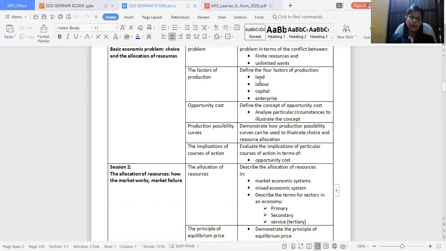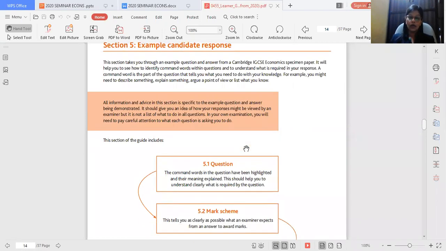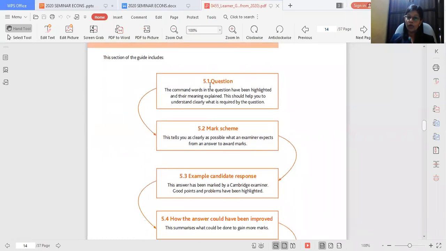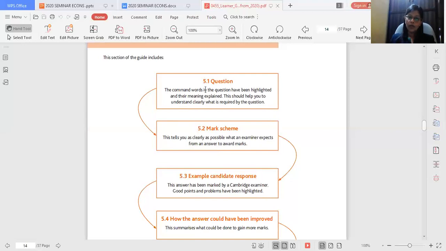And beside this, all right, I'm also going to share with you, let me go with share screen, the candidate response. These are examples of candidate response, right? We are going to look into the sections that take you through example question and answer from Cambridge on specimen paper. So it will help you to see how to identify common words within the question and to understand what is required in your response. All right, so we are going to look into 5.1 on question. You see, they're already segregated for you, they already divided for you. All right, so we're going to look one by one. The command words that you need to use in the question are highlighted and their meaning explained. This should help you to understand clearly what is required by the question.